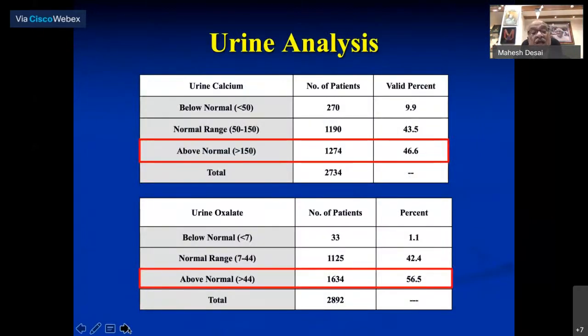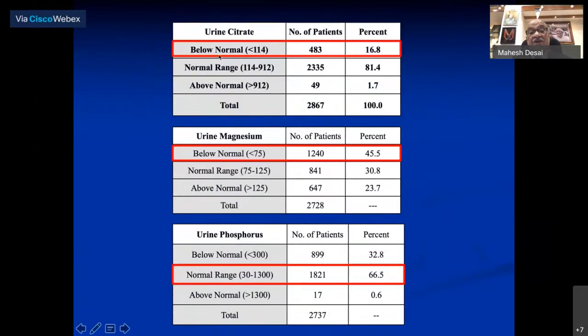Now, looking at the urine analysis, urinary calcium was above normal in 46% of the cases, urinary oxalate above normal in 56% of the cases, and citrate was below normal in 16% of the cases. Normal in 81% of cases. The citrate was not much low. Citraturia was not a very common factor. Urinary magnesium was below normal in 45% of the cases.